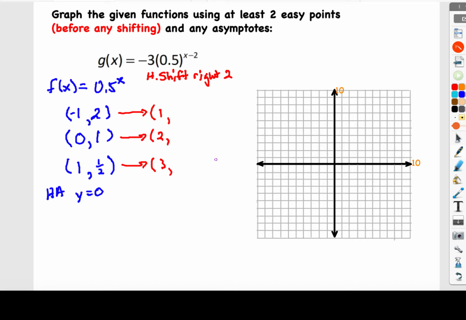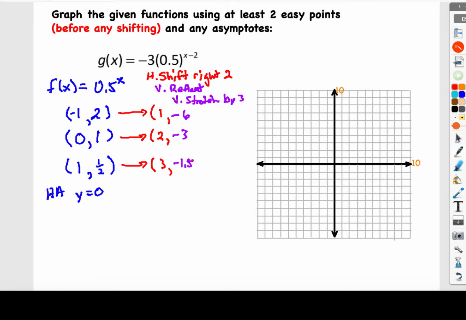Remember that a negative multiplied in front is a vertical reflection. And a 3 multiplied out in front is a vertical stretch, if you remember your vertical transformations. And again, we're going to say by 3. So basically what we want to do is stretch the y coordinates times 3, but we may as well also multiply by that -1. So -2 times -3 will be -6. -1 times -3 is -3. And 1/2 times -3 is again a -1.5.